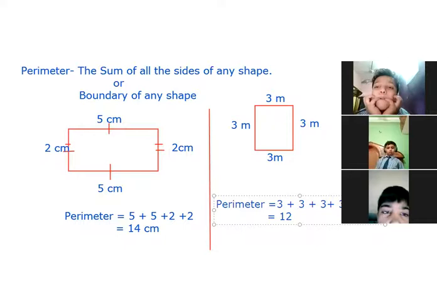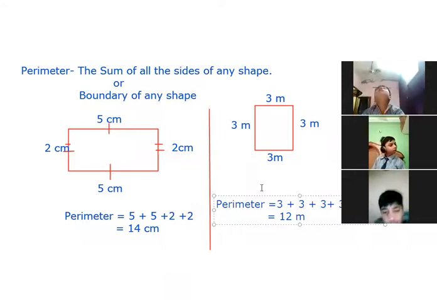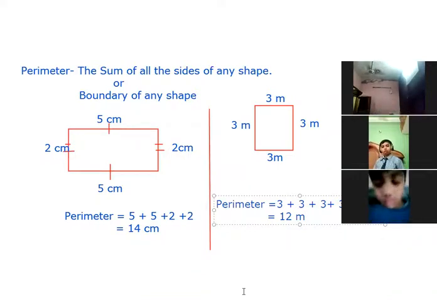But here we have to write down the unit also. And the unit is meter. Okay, so we are going to write down 12 meter as the answer. And this is our perimeter. Actually, it is so simple. Yes or no? Yes ma'am. So simple to find out.